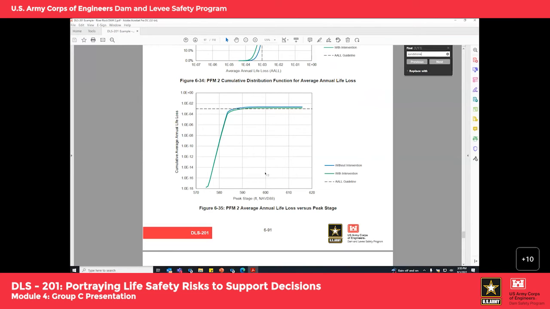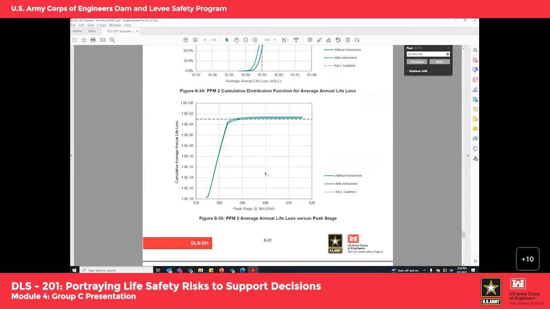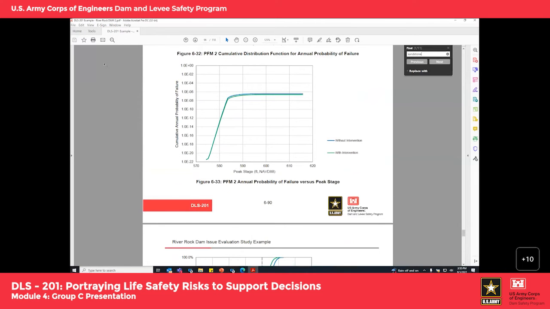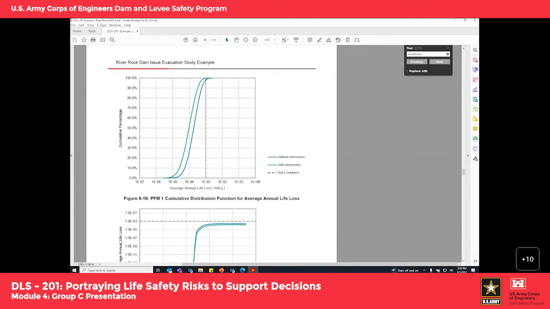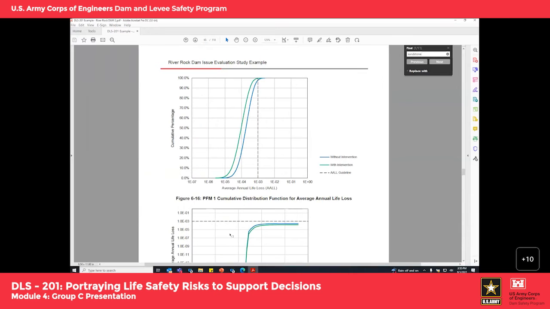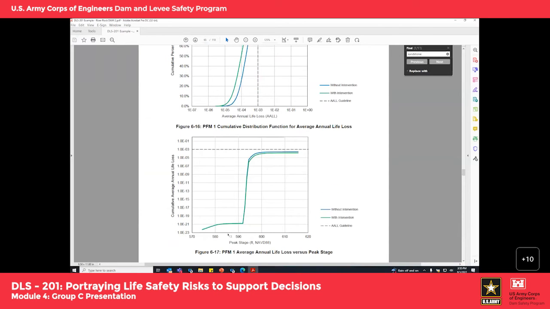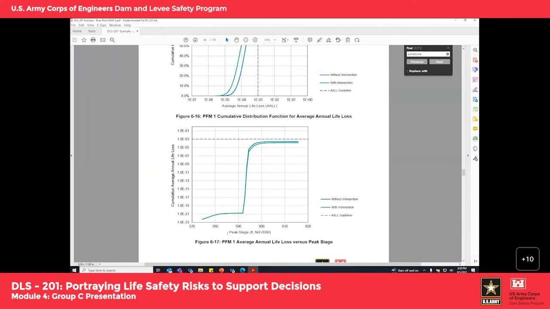Okay. And is it similar for PFM1? On page 65 of the PDF. Thank you. Short answer, no. What's the long answer?